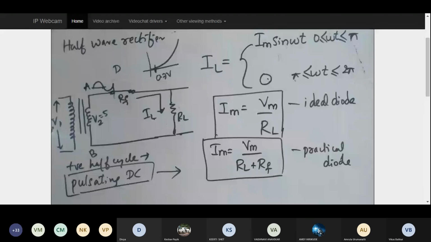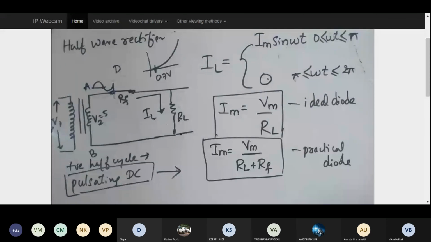So from now onwards, you should take care of the ideal diode equation as well as the practical diode equation whenever we try to solve numericals, because numericals are given to you based on practical scenarios, and practical scenarios will have a practical diode. It won't have an ideal diode. So if this is the scenario, then let's try to calculate something called average current or DC load current.